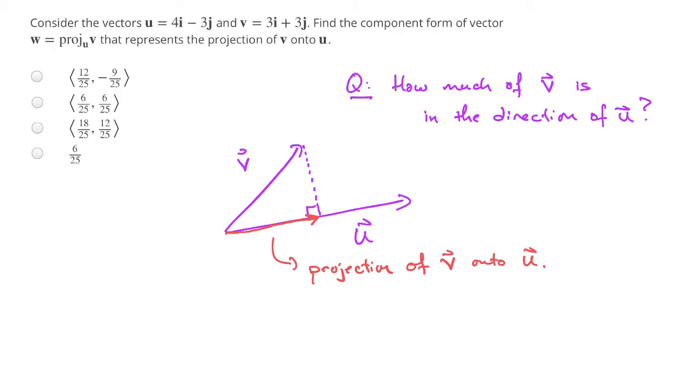Now, the notation for that is given exactly by the problem. proj really means projection, and the subscript u tells you onto what vector you are projecting. We can think of this as a function that takes in a vector and returns a vector, and the vector it takes as its input is the vector v. So now the question is, how do we actually compute this projection of v onto u?